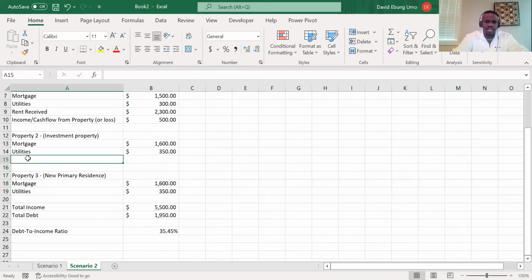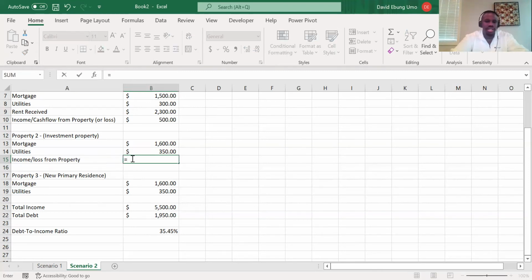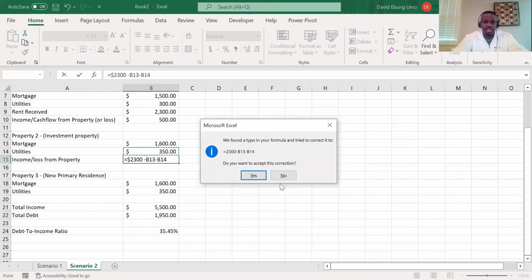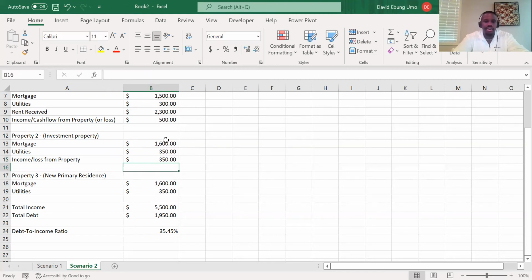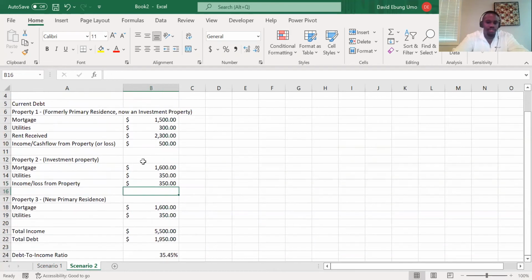So let's say here now, same thing. So income or loss from property. Let's say in this case they're collecting a rent of $2,300 again to keep things simple. And basically the income from this property now is 350.